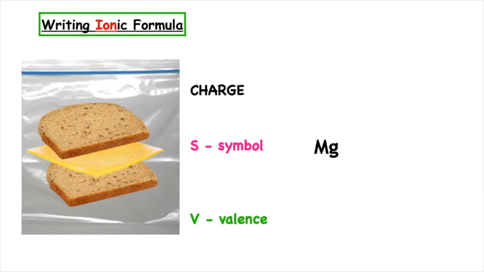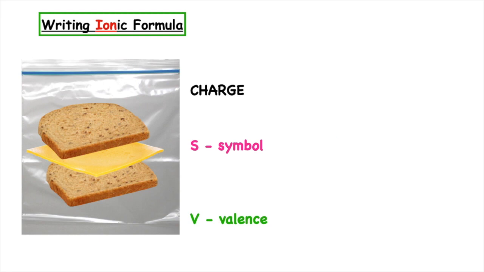We can do the same for magnesium. Magnesium has a chemical symbol Mg. It's found in group 2, so has a valency of 2. It is a metal, so will always form a positive ion. 2 times positive equals 2 positive. We need to remember to wrap it up, so to put brackets around it.